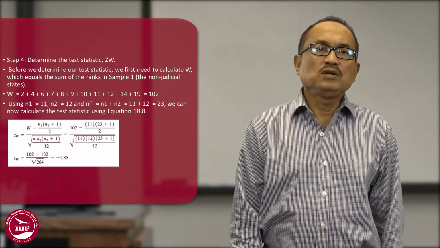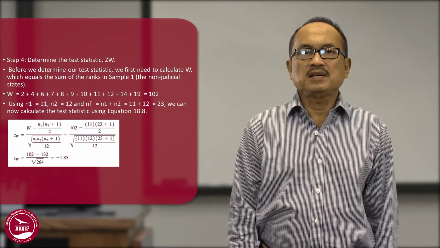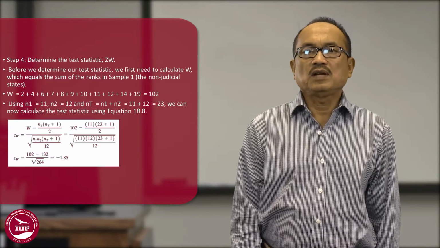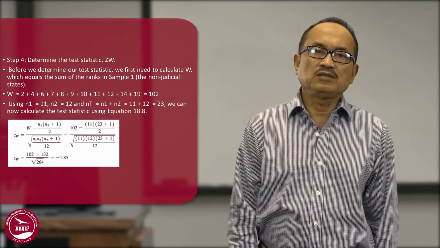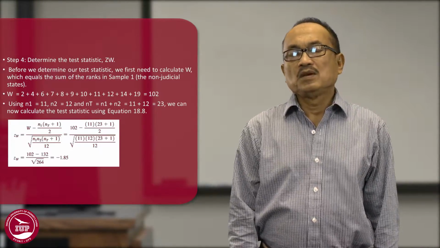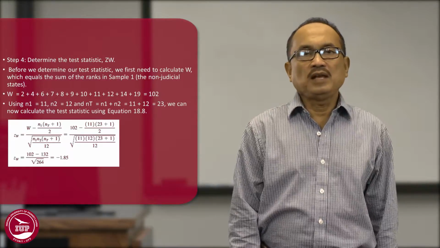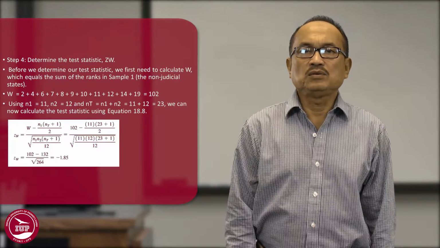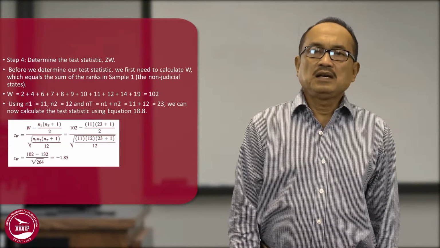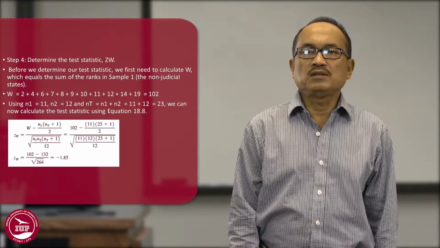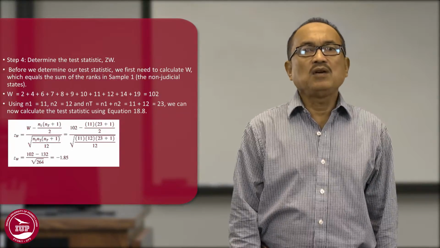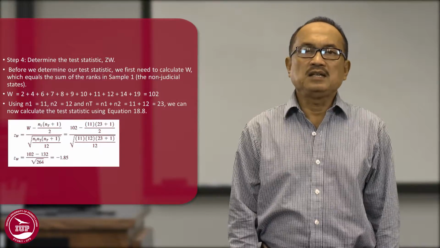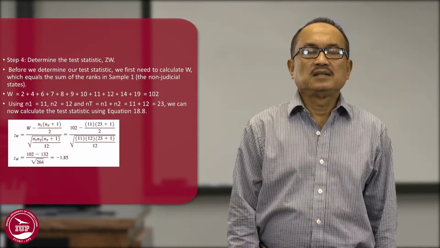W is equal to 2 plus 4 plus 6 plus 7 plus 8 plus 9 plus 10 plus 11 plus 12 plus 14 plus 19 equal to 102. Using n1 equal to 11 and n2 equal to 12 and Nt equal to n1 plus n2 equal to 11 plus 12 equal to 23, we can now calculate the test statistic using equation 18.8. Step 5.